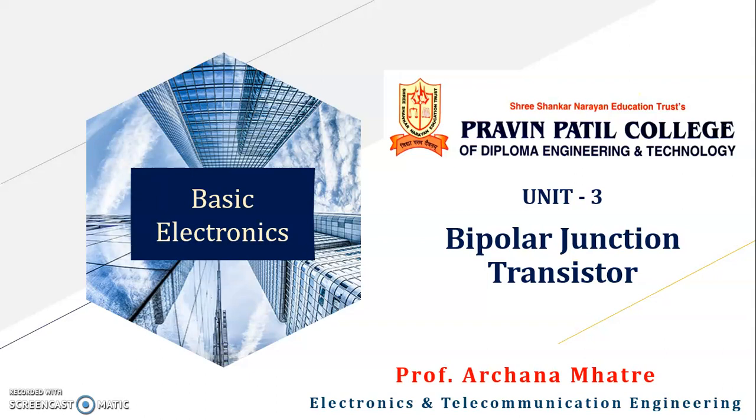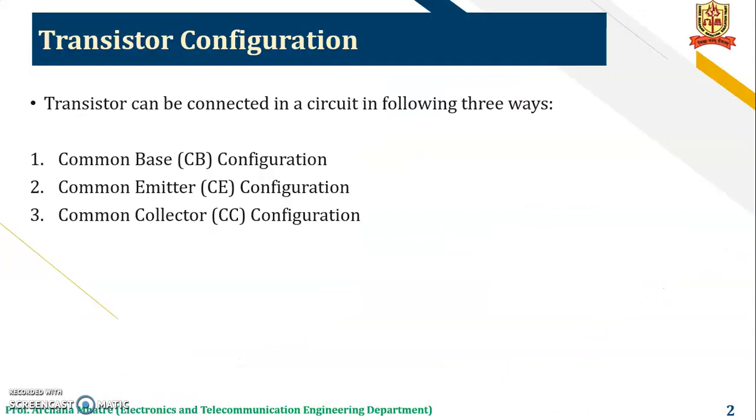In this video, we are going to continue with the third unit of Basic Electronics, that is Bipolar Junction Transistor. So here in this video, we will see the transistor configuration. The transistor can be connected in a circuit in the following three ways. First is the common base configuration, second is the common emitter configuration, and third is the common collector configuration. So we will see these configurations one by one.